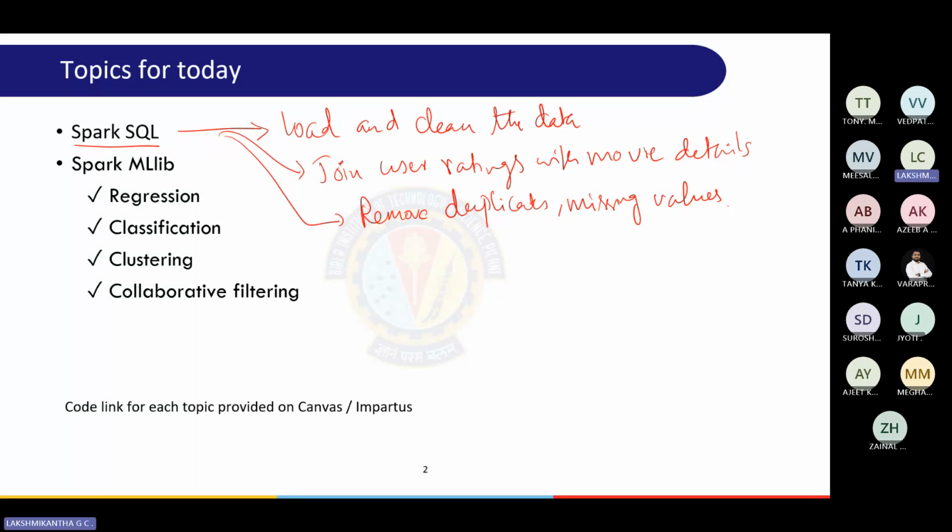I'm giving you a very small solution, guys. Next, along with that, we have to use collaborative filtering in MLlib. Correct, no? Let me write here: collaborative filtering in MLlib.